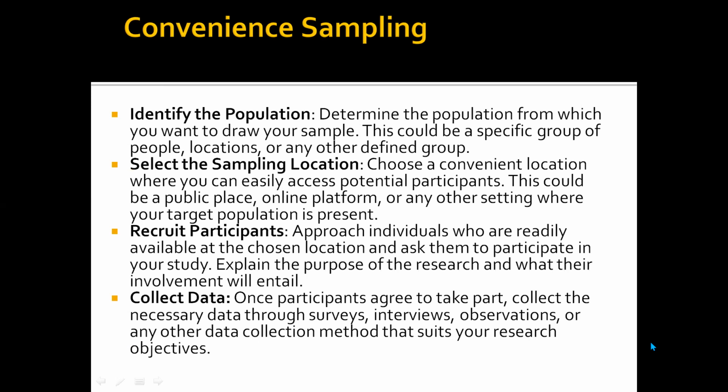Recruit participants. You approach individuals who are readily available at the chosen location and ask them to participate in your study. You explain the purpose of the research and what their involvement will entail. Then you collect data from them. That is convenience sampling. People that are available, just use them for the study.